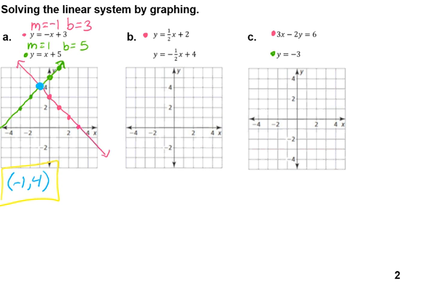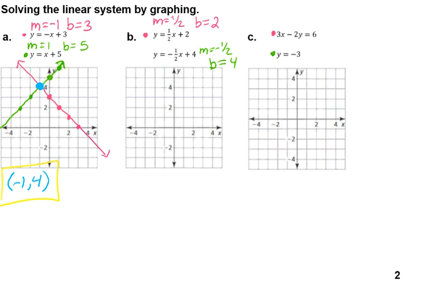Let's take a look at example B. So again, here we have two equations, y equals 1/2 x plus 2 and y equals negative 1/2 x plus 4. So we'll start by finding the m and the b for our top equation. So we have a slope of 1/2 and a y-intercept of 2. In our bottom equation, we have a slope of negative 1/2 and a y-intercept of 4.